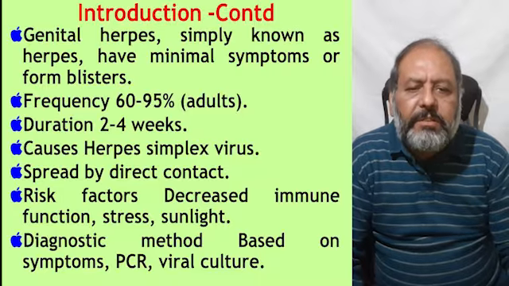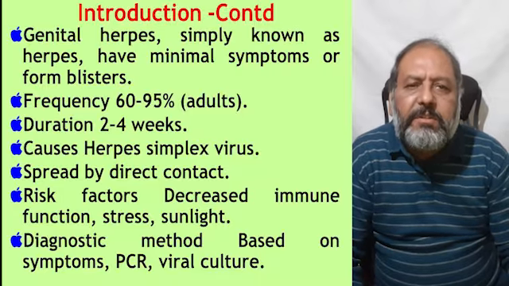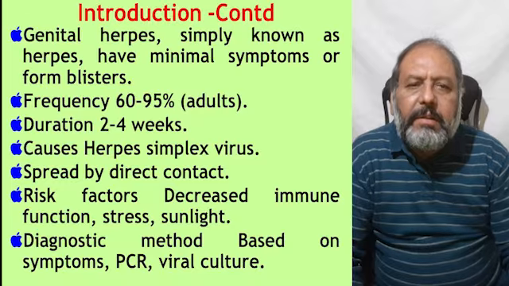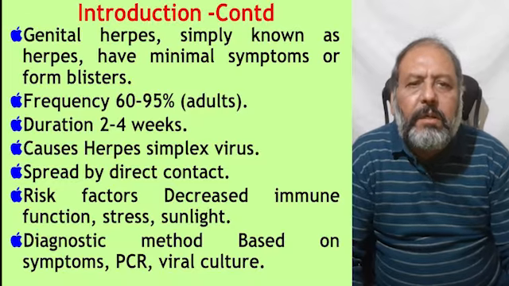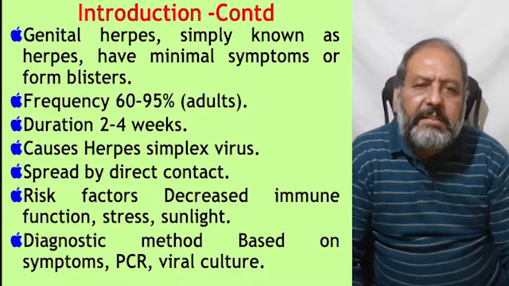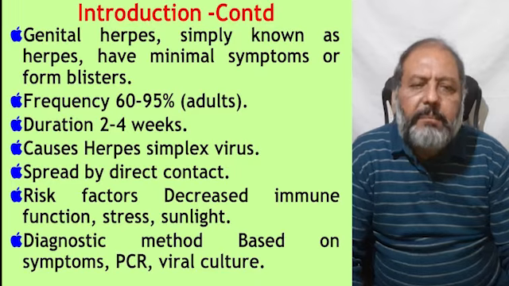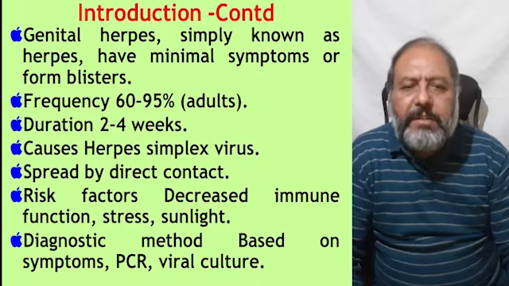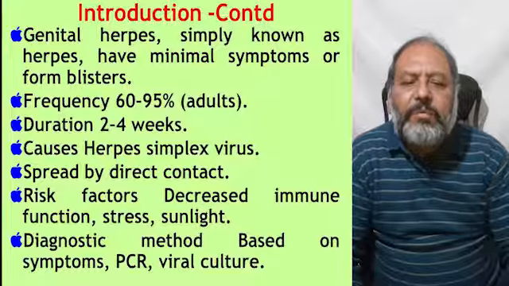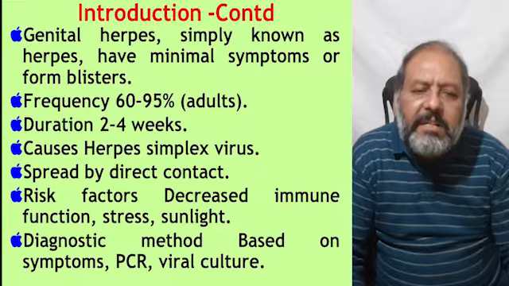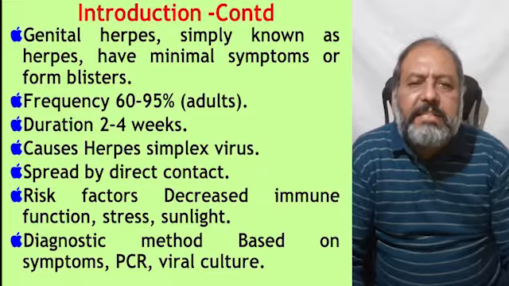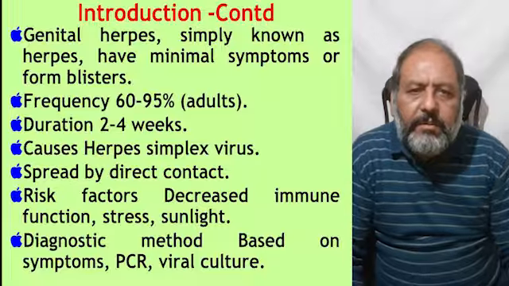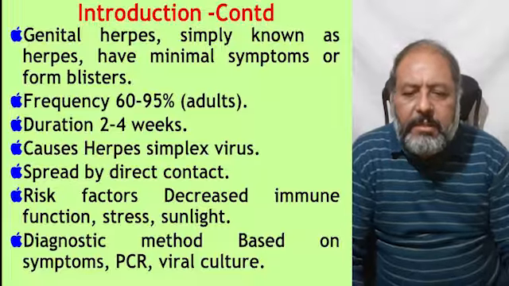The frequency of the disease is 60 to 95% in adults, and the duration of the disease is 2 to 4 weeks. The cause of the disease is the herpes simplex virus, and it is spread by direct contact. The risk factors involved are decreased immune function, stress, and sunlight, which provoke this disease.